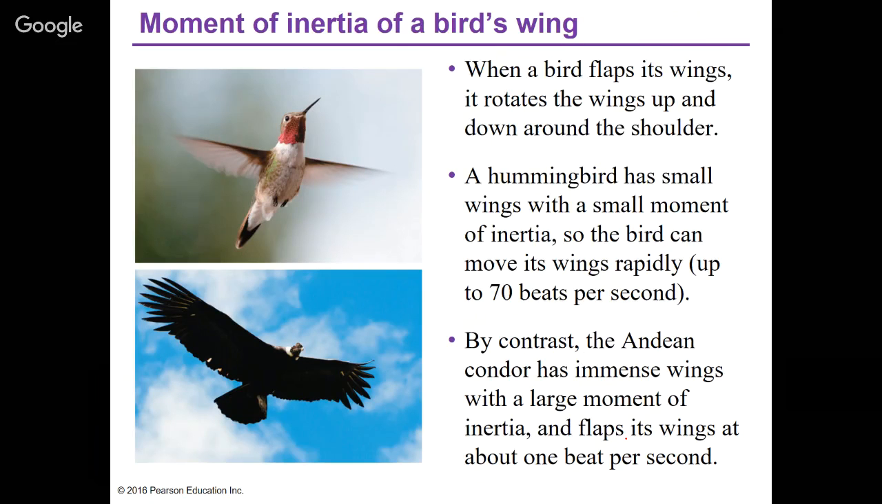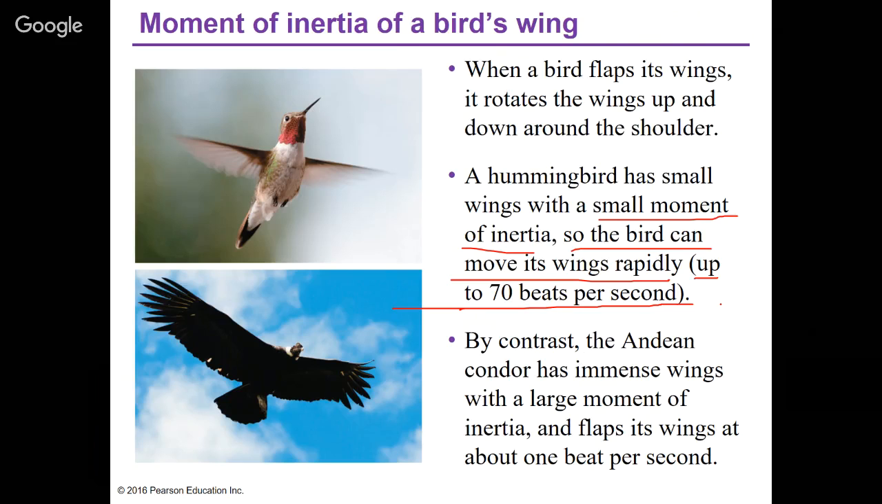Right, so let's look at some real world examples. You can imagine a hummingbird that has very small mass, and the size of the hummingbird is also very small. So it would have a very small moment of inertia. So the bird can move its wings very rapidly, as high as 70 beats per second.